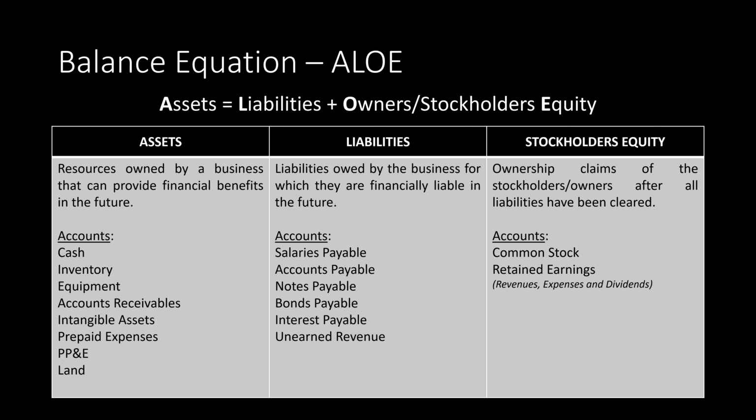Notes payable are amounts owed to creditors, such as banks, with a formal debt instrument referred to as a note, typically accruing interest. Bonds payable are principal balance owed to bondholders. Interest payable are amounts owed for interest payments on notes payable, bonds payable, or any other type of debt that incurs interest.